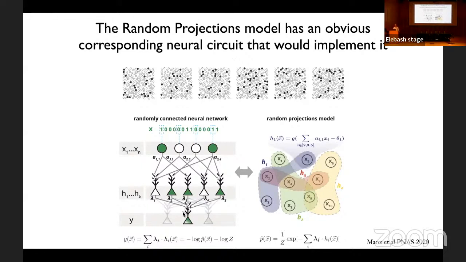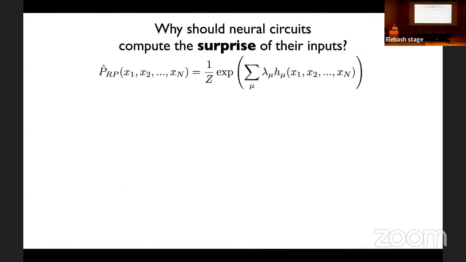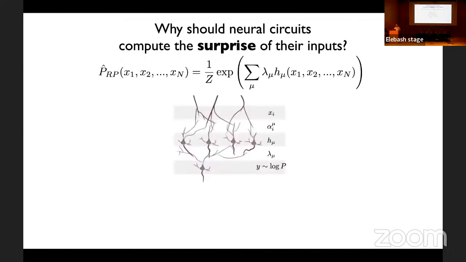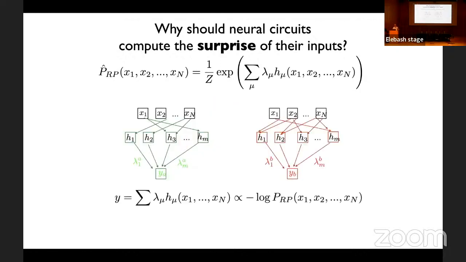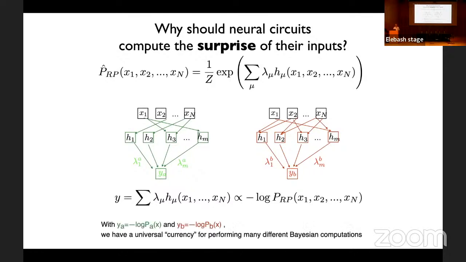And what it gives you is a circuit that basically computes the log likelihood of its input. It computes the surprise of what it just saw. Why should you care? Well, there's a lot of ideas about neurons in the brain computing likelihood of things. But here in particular, if we have a circuit that can compute the likelihood of its own input, well, if you have two of these and one was trained on one thing you care about and the other on the other thing you care about, well, that's the easiest way to do any kind of Bayesian computation.